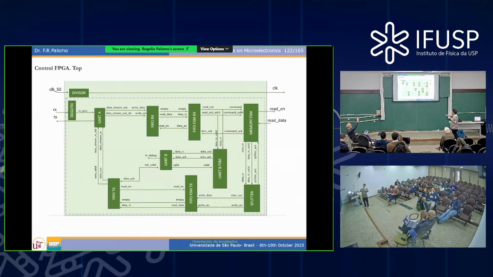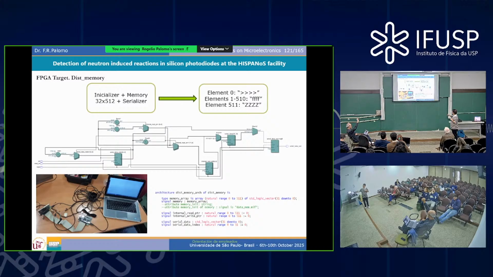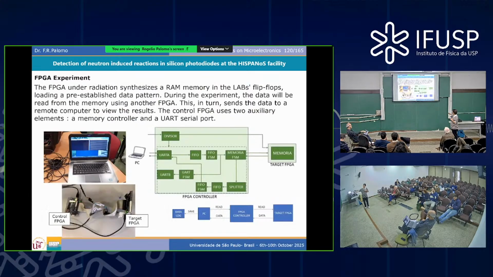Not here, not in the control FPGA, but in the controller of the memory. Because you need a controller to feed the memory with data and to take out the data. And in that event, precisely, that neutron hit in that automaton, and we got a full data loss.